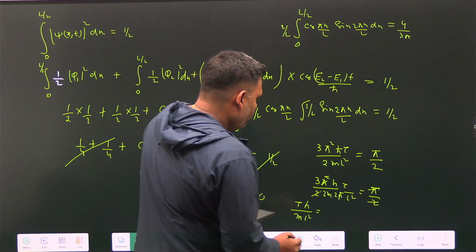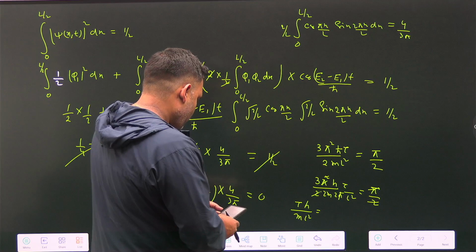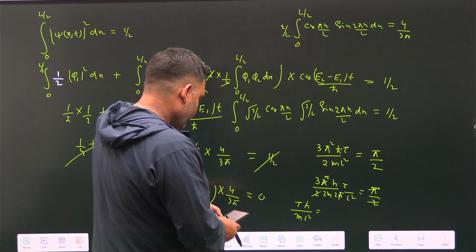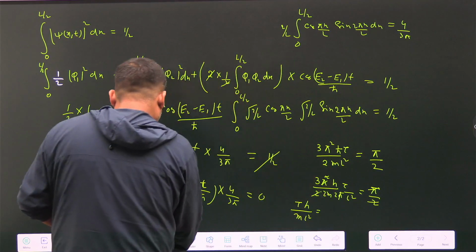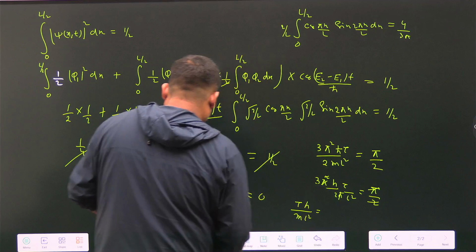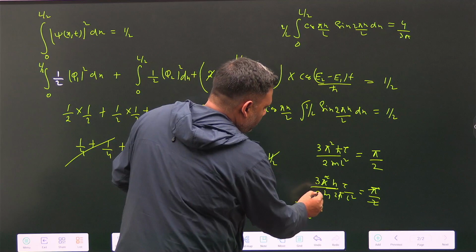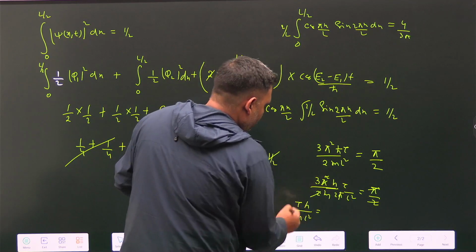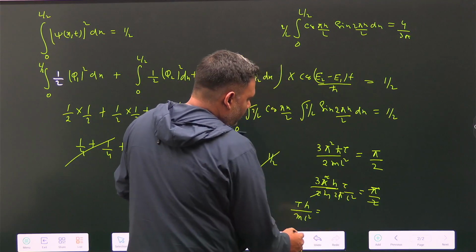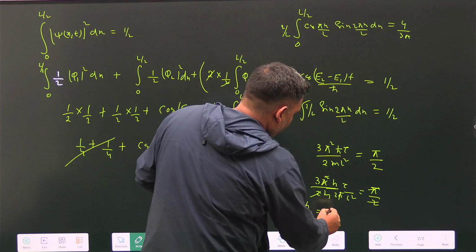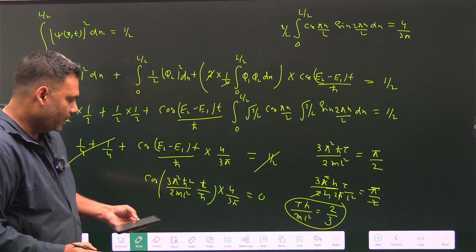Just a minute. So this is your 2m. So this pi is cancelled. This 2 is cancelled. So tau h upon m L square, when we go to this side, this value is equal to 2 by 3. So your answer is nothing but 2 by 3.